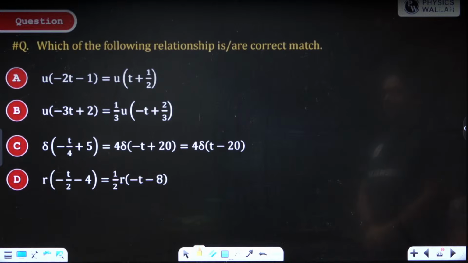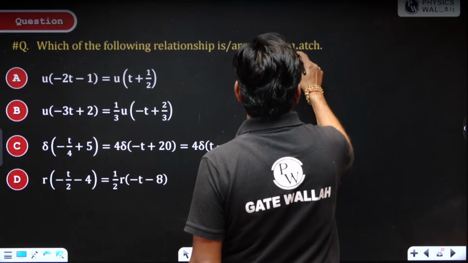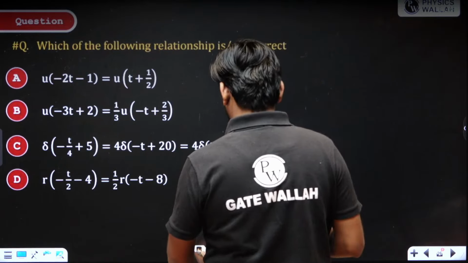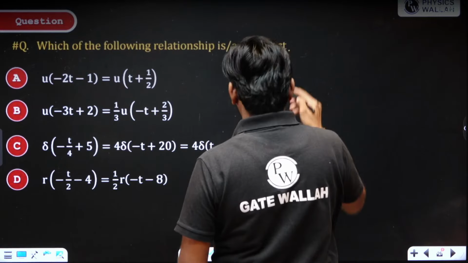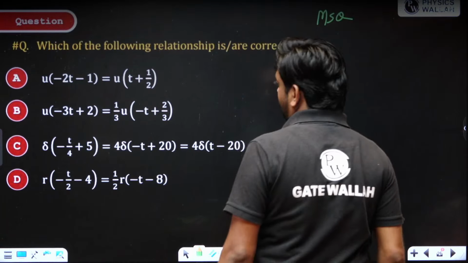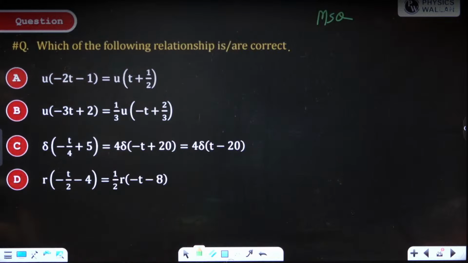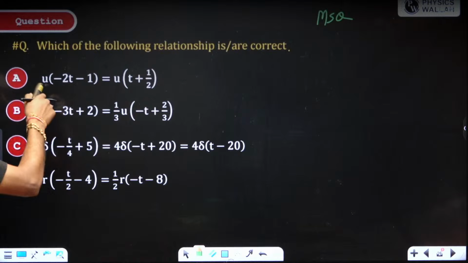Which of the following relationships is or are correct, guys? So here, this is an MSQ type question: u of minus 2t minus 1. The unit step function can absorb the scaling factor, so you can take 2 common.